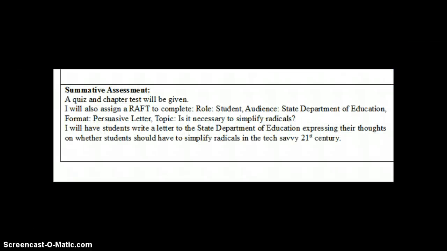In closing, I will also assign a RAFT to complete. The role will be the student, the audience will be the State Department, the format will be a persuasive letter, and the topic: is it really necessary to simplify a radical? With all of the technological advances in the savvy 21st century, do we really need to rationalize the denominator?